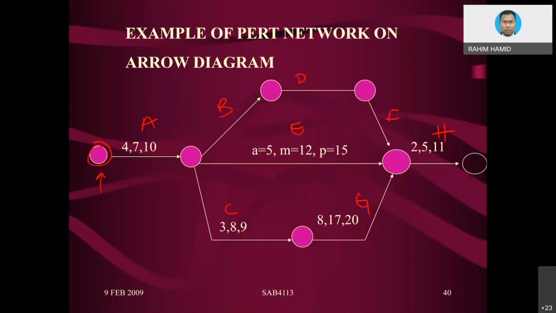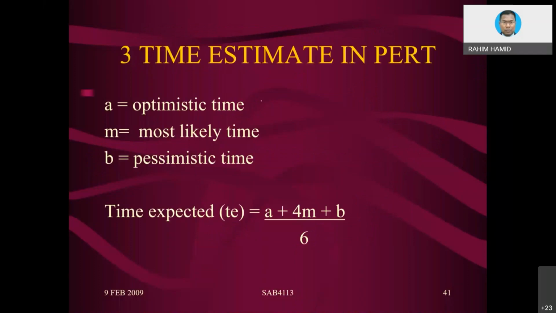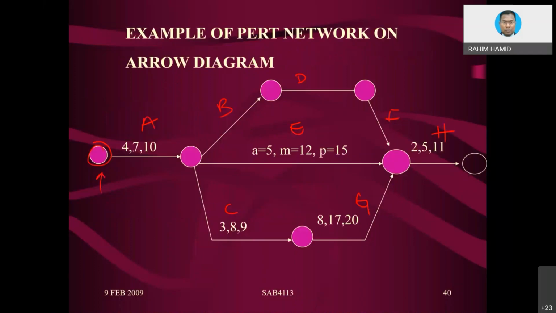But PERT implies, what if for one activity we really cannot determine the exact timing? The timing could be optimistic, most likely, or pessimistic. There are three timings. For instance, activity A could be completed in 4 days, or 7, or 10. That is the issue. Then how exactly are you going to calculate the completion of the project? It is very difficult, isn't it?